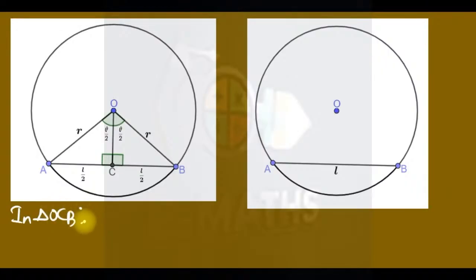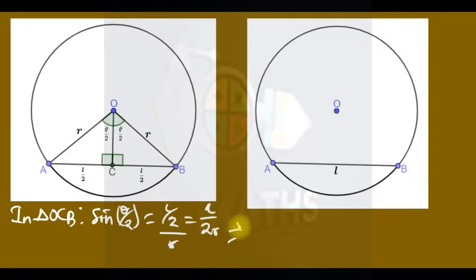So from this you can easily see that in triangle OCB, we are given the hypotenuse and we are given the opposite. So we see that sine half theta is opposite, which is L over 2, over what? Adjacent over hypotenuse. So which is the same as L over 2R. Therefore, making L, which is the length of chord, L is now 2R sine half theta. So that's the expression for the length of chord.